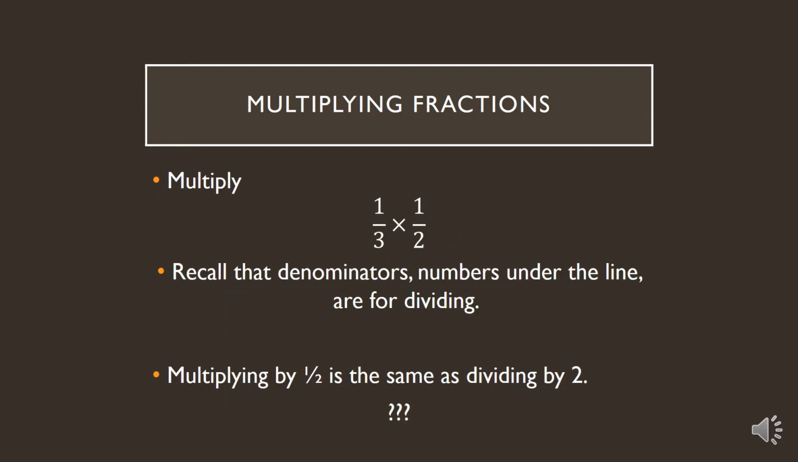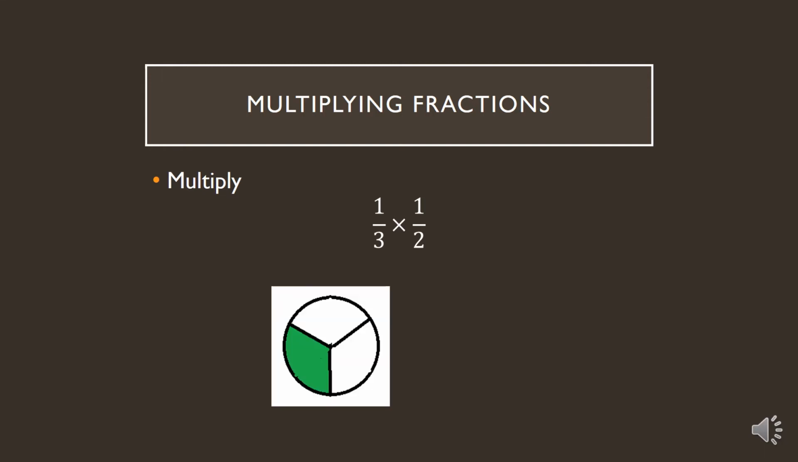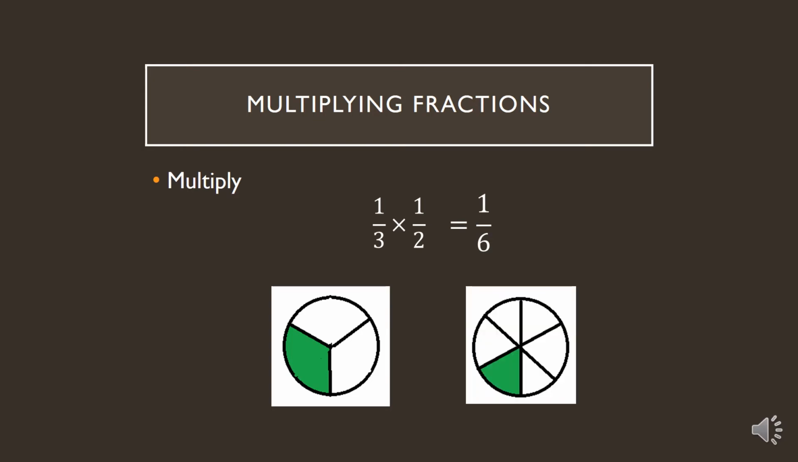Now, what if you're asked instead to multiply 1/3 by 1/2? Okay, recall that denominators, numbers under the line, are for dividing. So multiplying by 1/2 is the same as dividing by 2. How is this so? Or you can also say that you're getting a half of 1/3. So here's 1/3. How do I get half of it? Well, it makes 1/6, isn't it? Okay, so half of 1/3 gives 1/6.